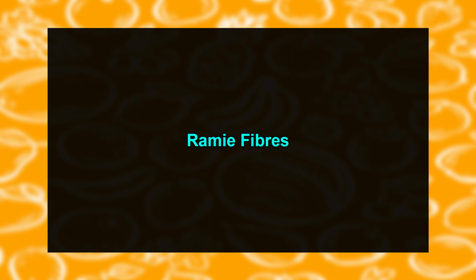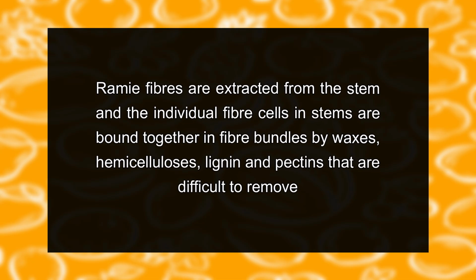Now let us talk about rami fibers. Rami fibers are extracted from the stem, and the individual fiber cells in stems are bound together in fiber bundles by waxes, hemicelluloses, lignin and pectins that are difficult to remove. Therefore, the efficiency of the retting process usually used for hemp fibers extraction is not sufficient to extract rami fibers from stems. But a combined microbial and chemical treatment is very effective and economical.